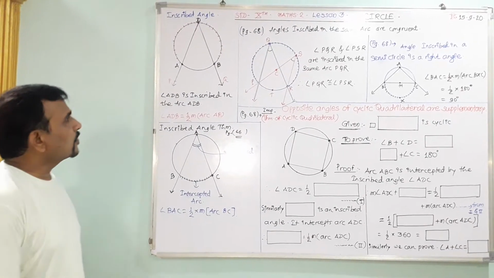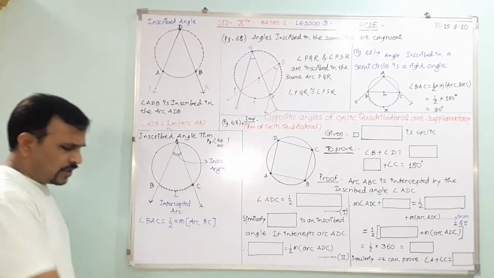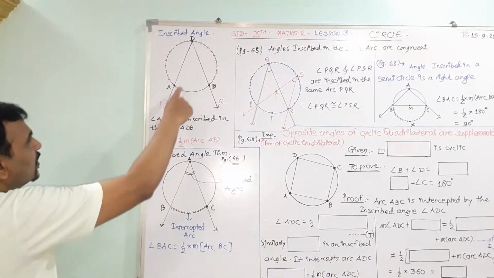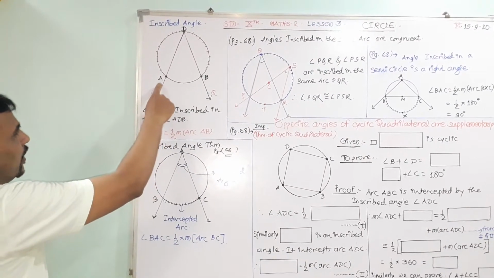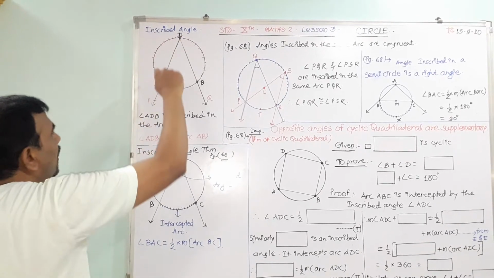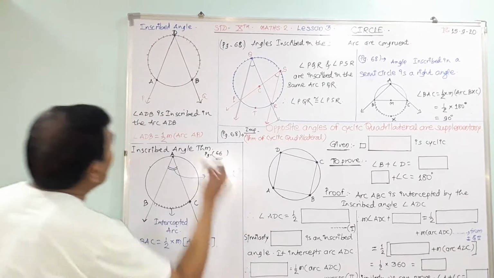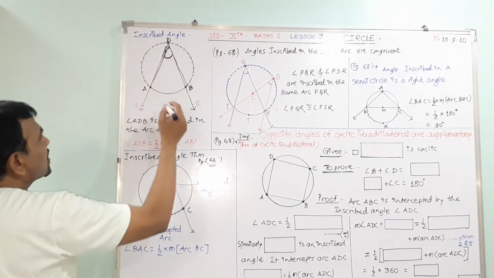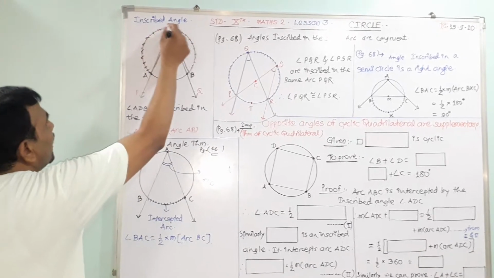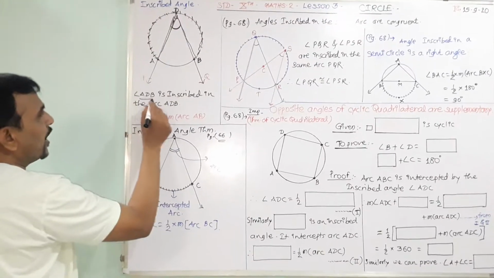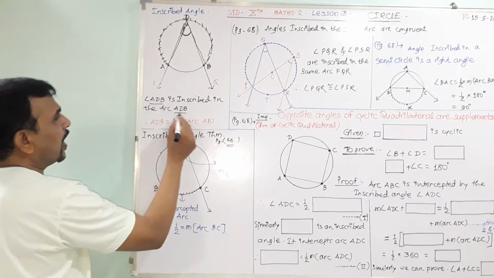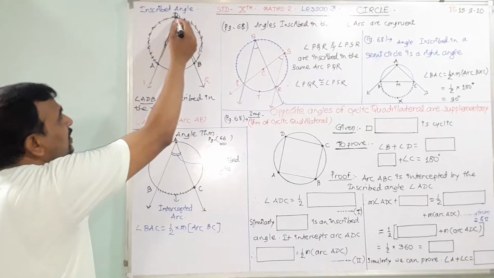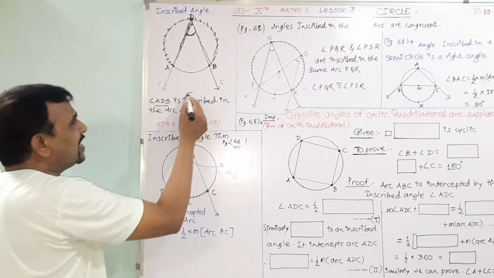Let us start. See this first figure which is given in your textbook, page number 65. One circle is there. See the angle ADB. This angle is inscribed in the arc ADB. Angle ADB is inscribed in the arc ADB. This type of angle whose vertex lies on the circle is called an inscribed angle.